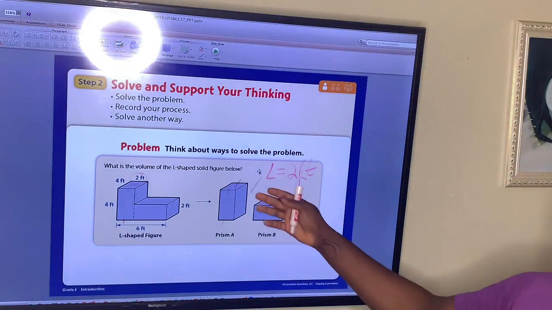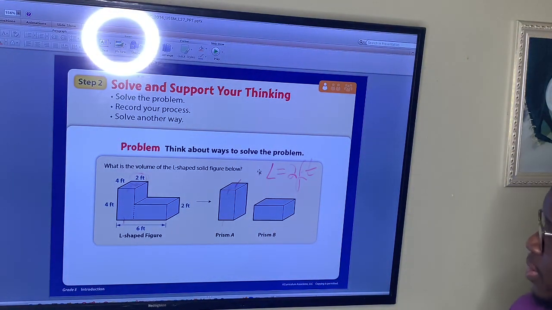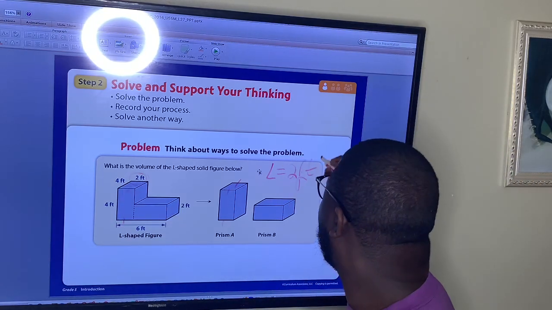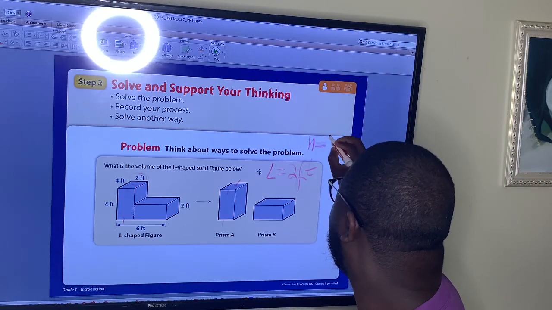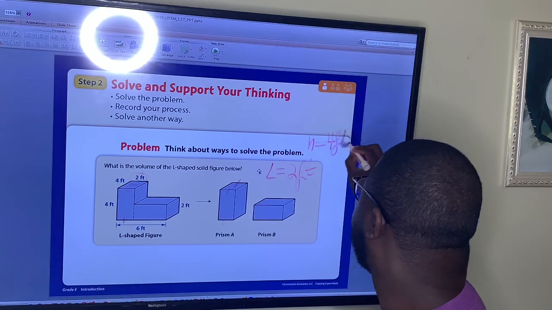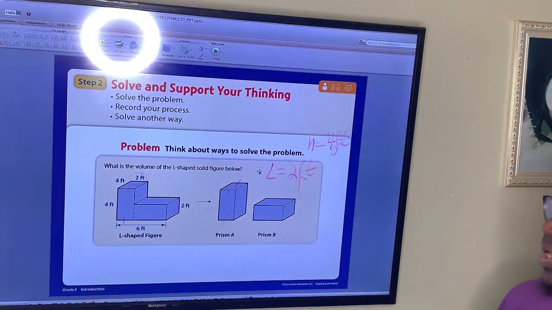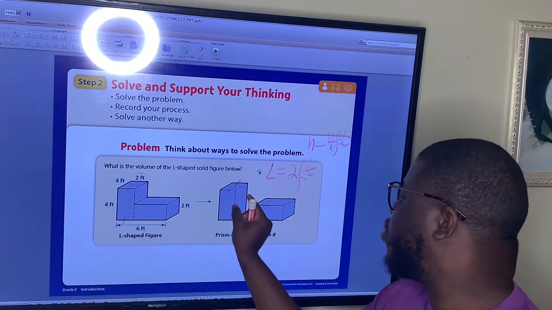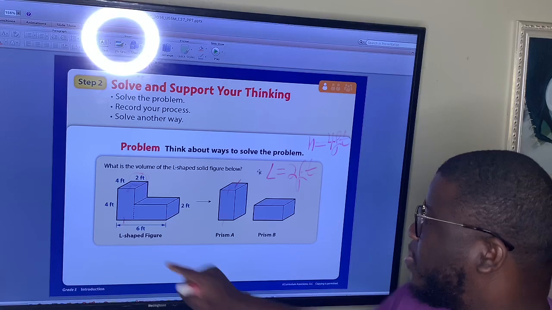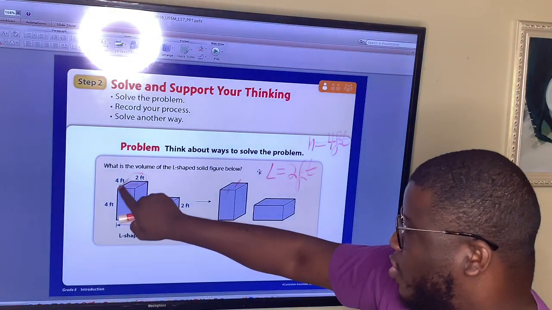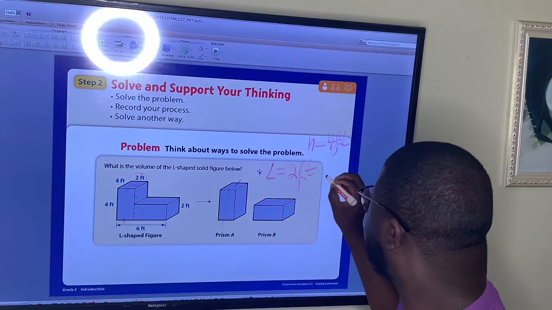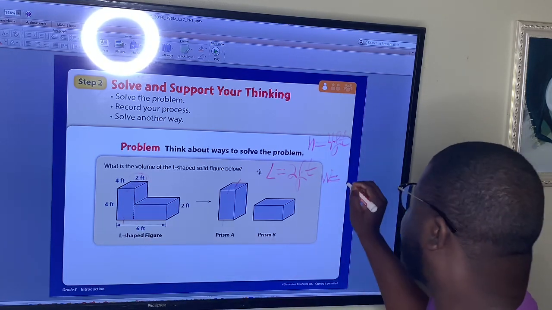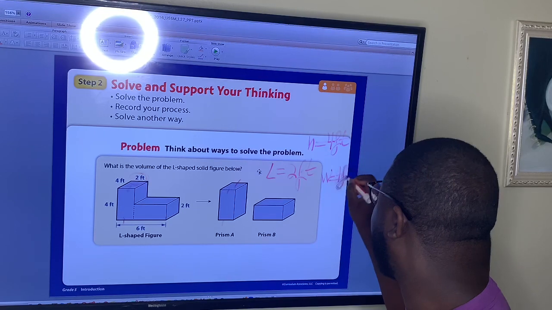Make sure you're copying this down. The height of prism A will be 4 feet. H will be 4 feet. Make sure you have that down. The width, that side piece right over here, it tells you what the width is right over here. It will be 4 feet as well. The width is 4 feet.